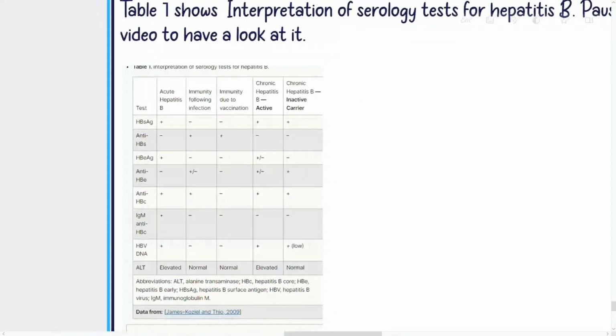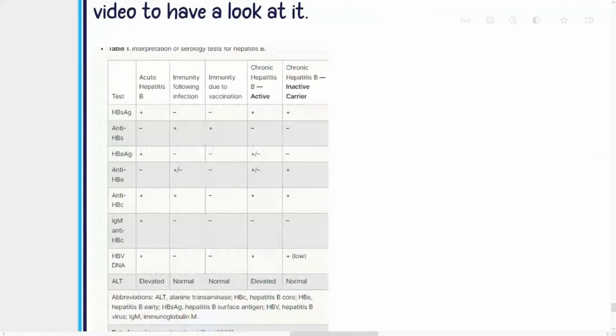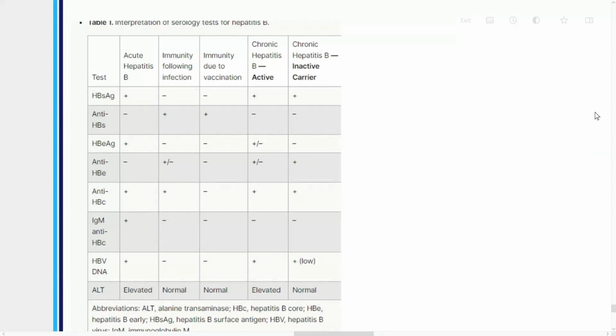The table shows interpretation of serology tests for hepatitis B. You can pause the video to have a look at it.